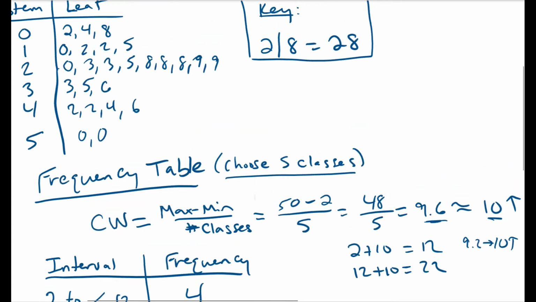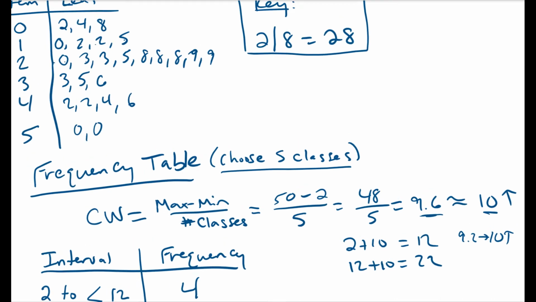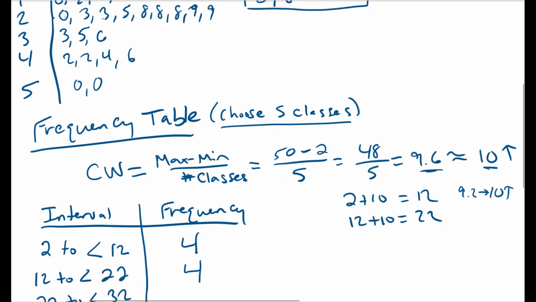From 12 to less than 22, we got 1, 2, 3, 4, because 20 is the last one. We got a 12, 12, 15, and a 20. So that's also 4. From 22 to 32, so from 22 to 31, basically, we got 23, 23, 1, 2, 3, 4, 5, 6, 7, 8. 8 numbers, because the next number is 33.